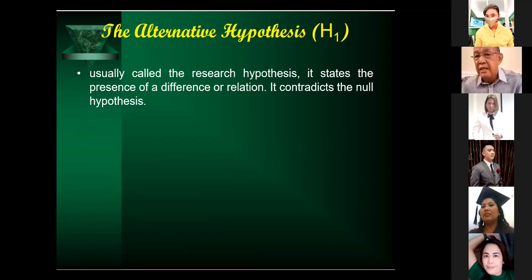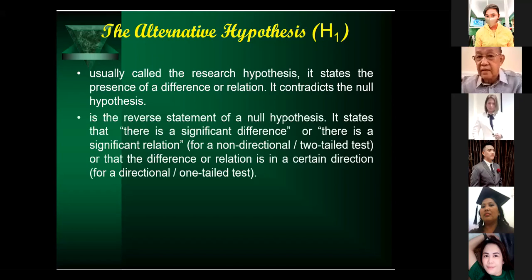Ang pagkakaiba lang, yung research hypothesis is very general. The alternative hypothesis is operational in statement, and it states the presence of, yung kanina pag null, the absence. Ito ngayon, it states the presence of a difference or a relationship. Always, the alternative hypothesis, the research hypothesis, contradicts the null hypothesis. The alternative research hypothesis is the reverse statement of the null.